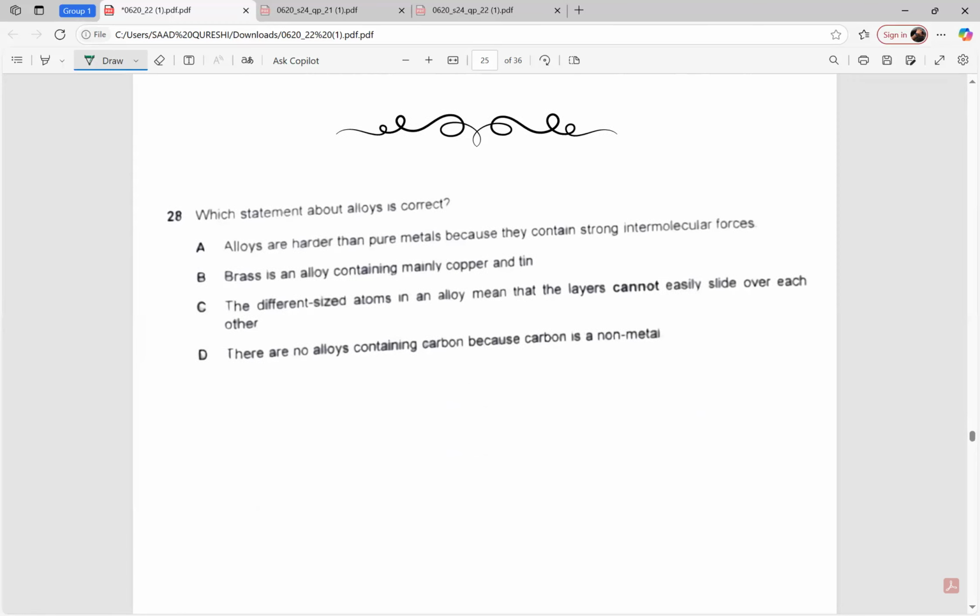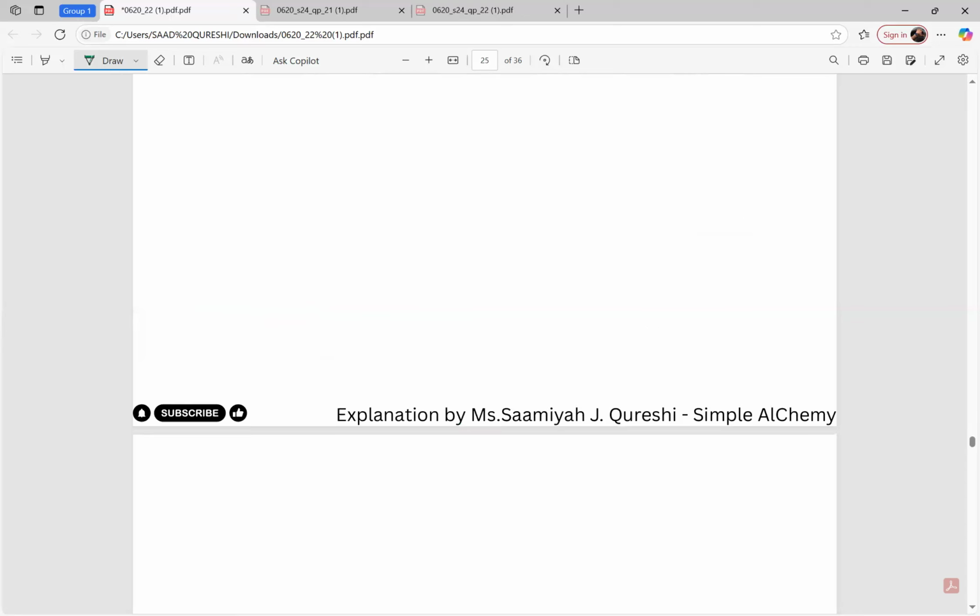Which statement about alloys is correct? Alloys are harder than pure metal because they contain strong intermolecular forces. Brass is an alloy containing copper and tin. No, copper and zinc are present. The different sized atoms in an alloy mean that the layers cannot easily slide over each other. This one is correct. That's how we make alloys stronger, because different sized atoms are present.